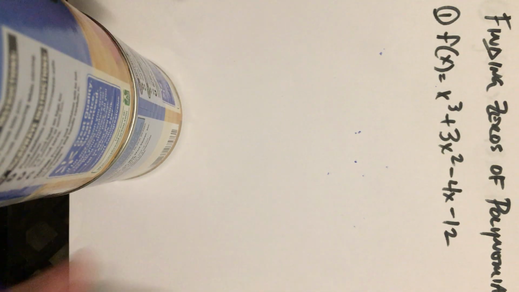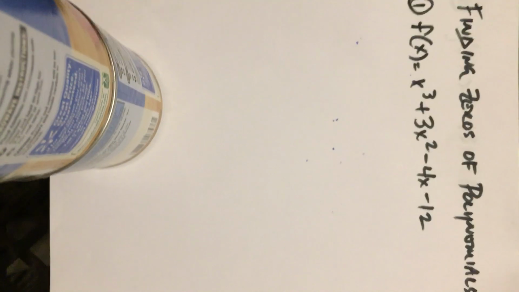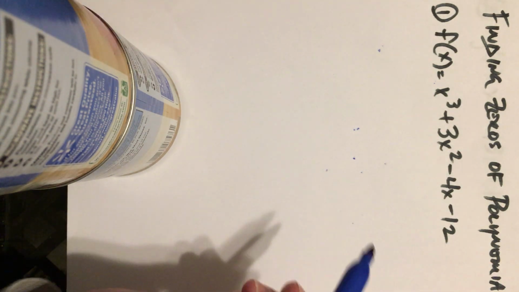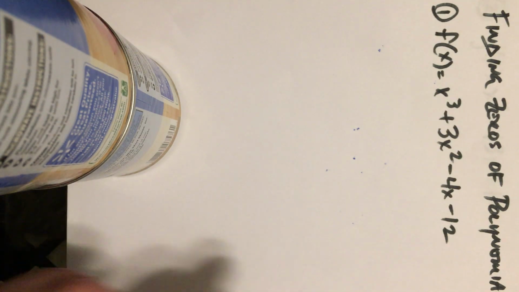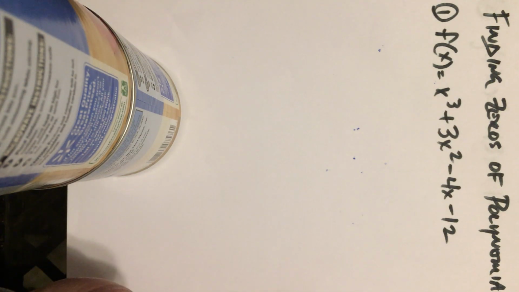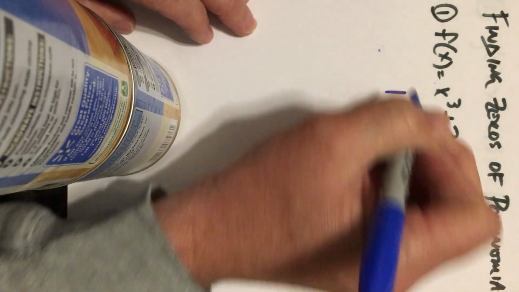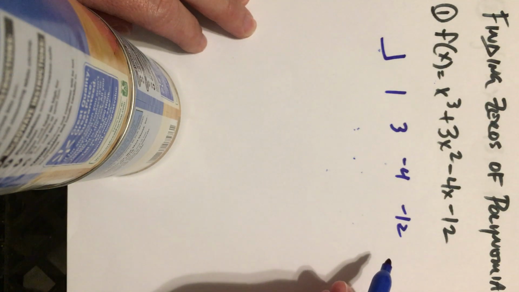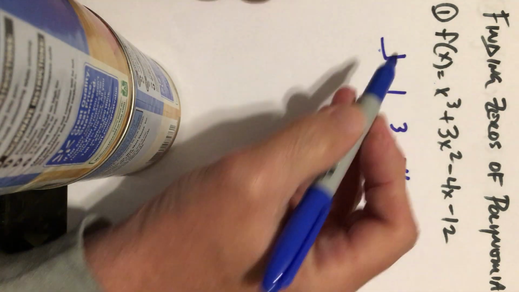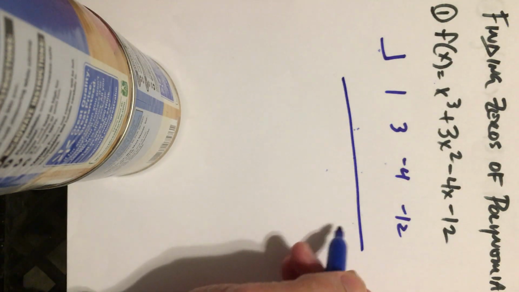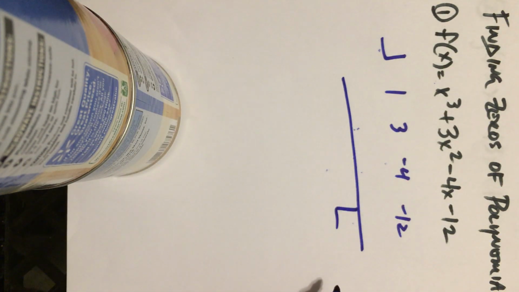The second direction is going to say find the zeros of the polynomial. Remember, zeros is the same thing as solutions, x-intercepts, roots, all that stuff. So we're going to find this. Now, we're going to use synthetic division to find the zeros of the polynomial. We know the polynomial is 1, 3, -4, and -12, and we need a number to go in the box. The way that we're going to know if we have the right number in that box is we're going to end up with a 0 as the remainder right there.